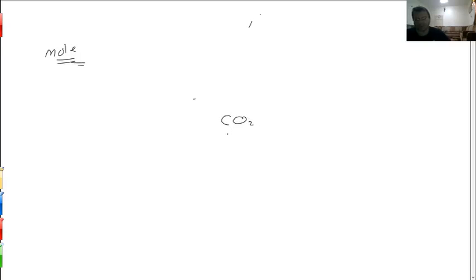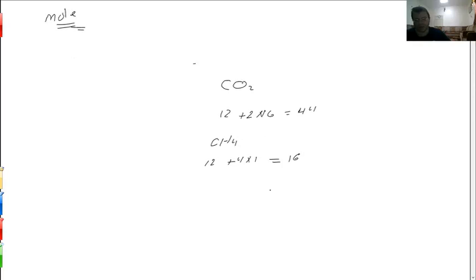Molecular mass for this one is the sum of the atomic masses: 12 for the carbon plus 2 times 16 for the oxygen. So this one gives you 44. Methane, CH4, the molecular mass is 12 for carbon plus 4 times 1. This one gives you 16 as the molecular mass of the methane.